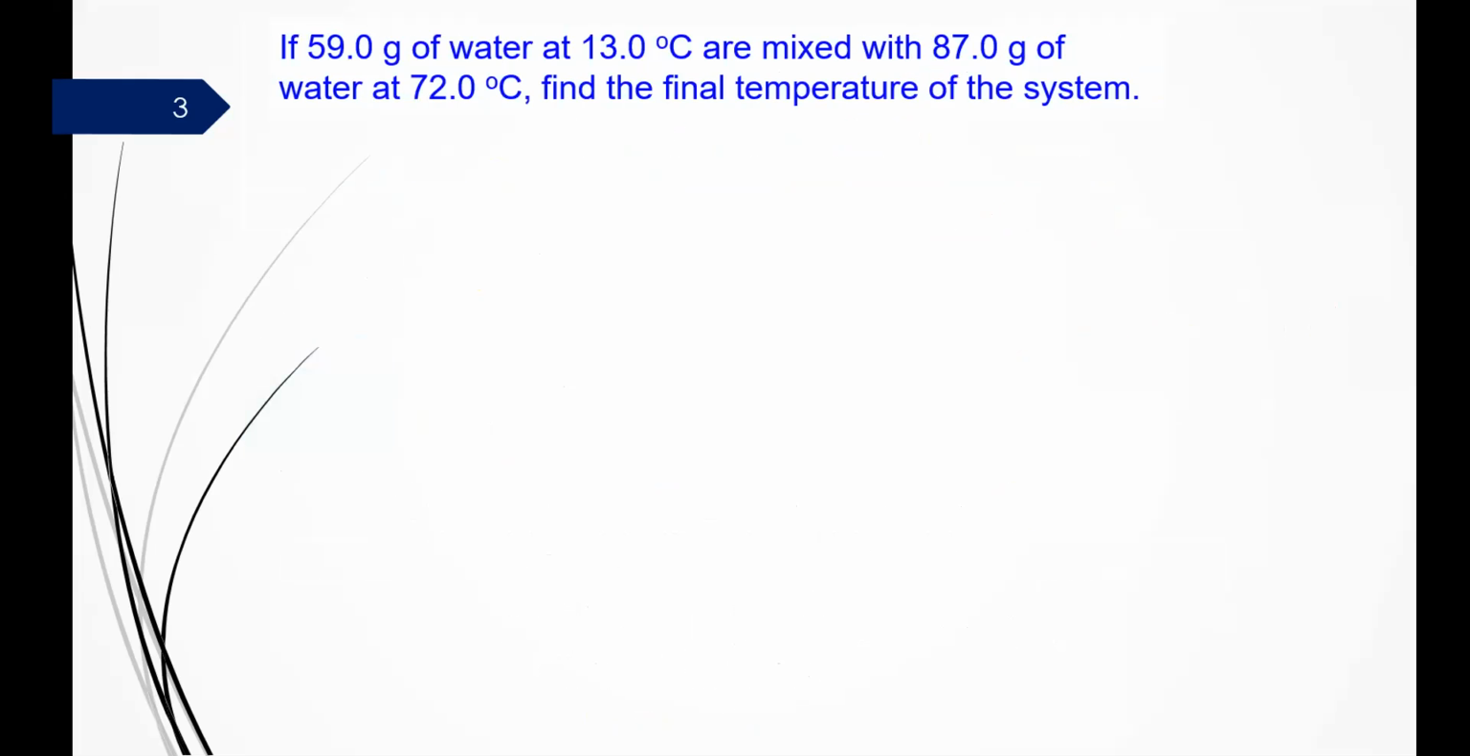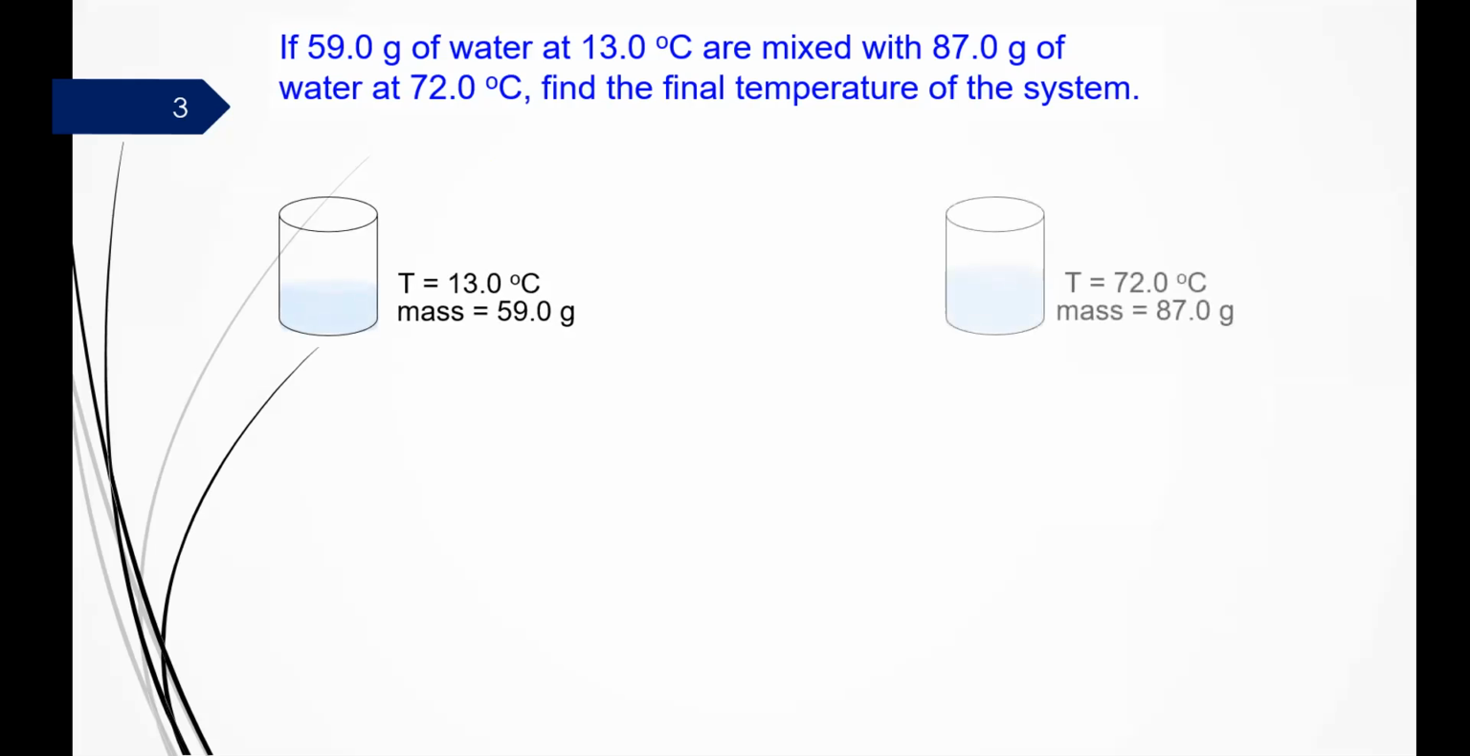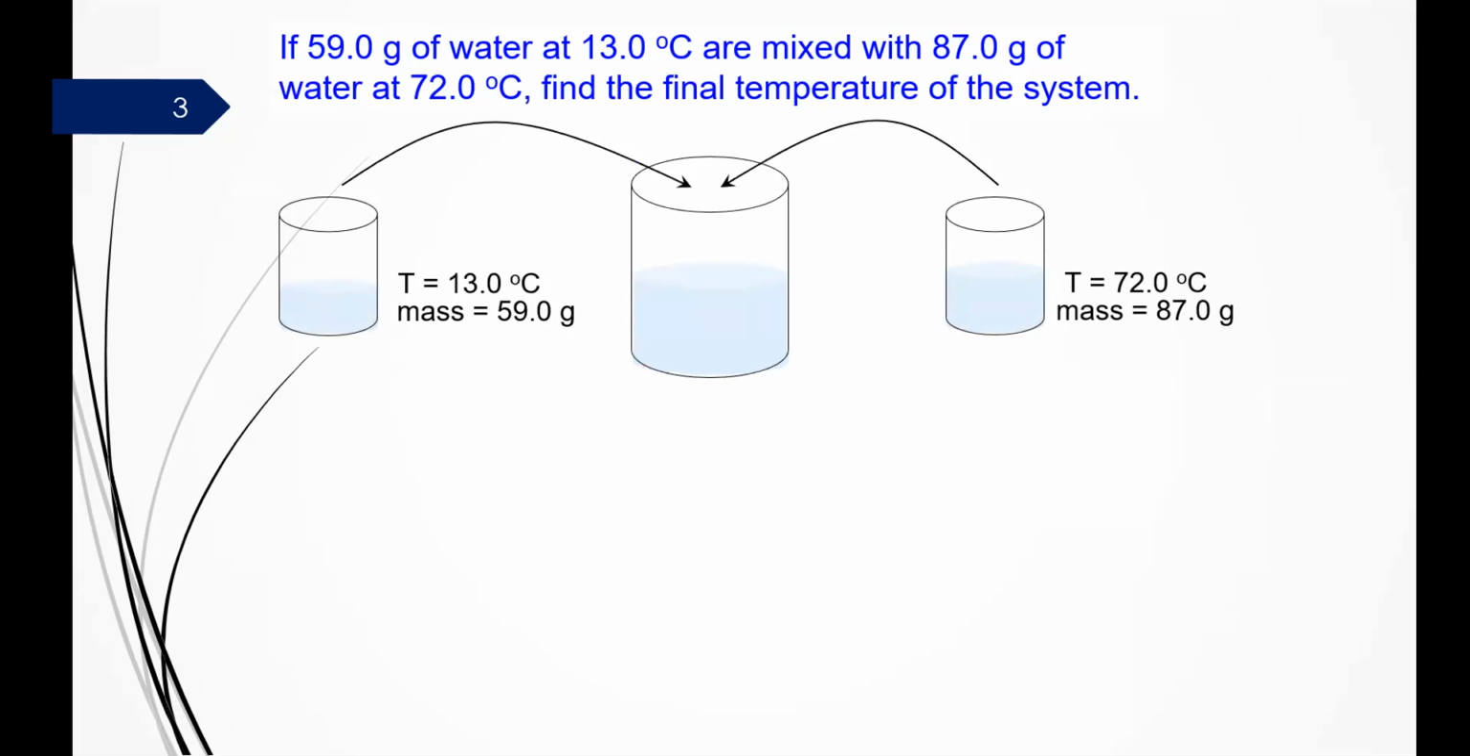Let's try another one. This time we have 59 grams of water at 13 degrees Celsius, and we're mixing it with 87 grams of water that started off at 72 degrees Celsius. We want to find the final temperature. So we start off at 13 degrees, and we start at 72 degrees. Go ahead and take a moment, work through your equation, and then you can check back in.